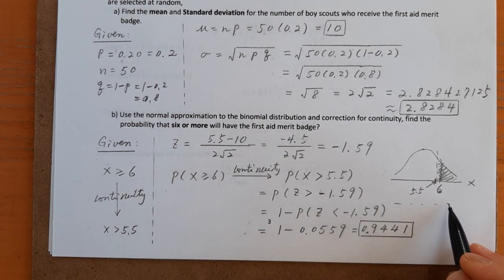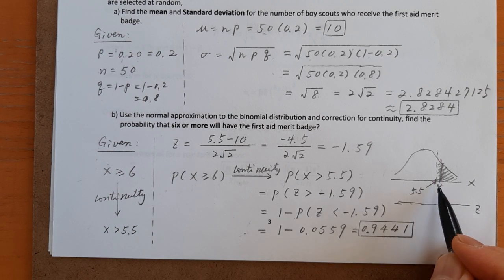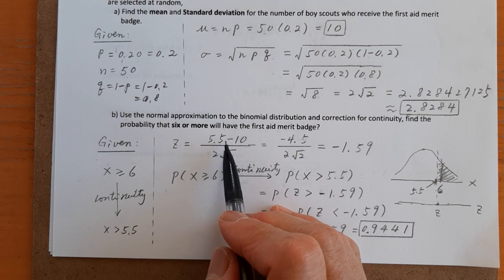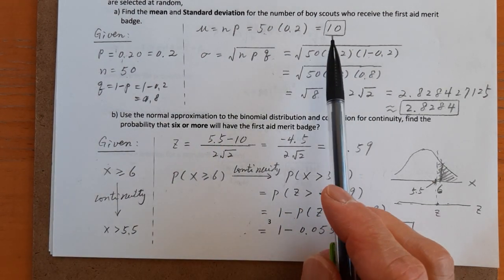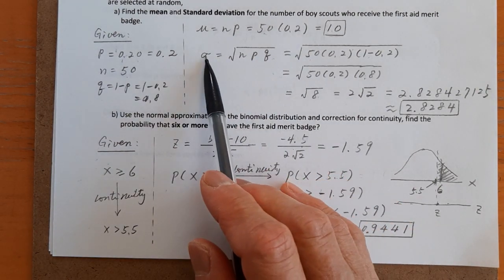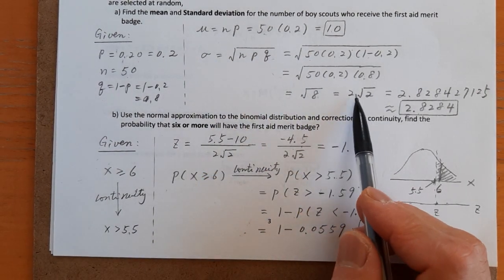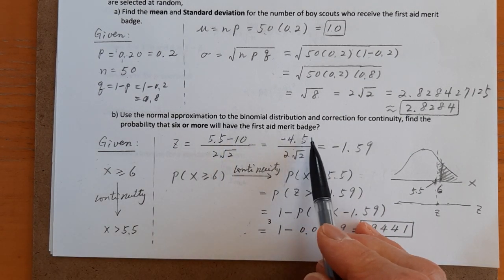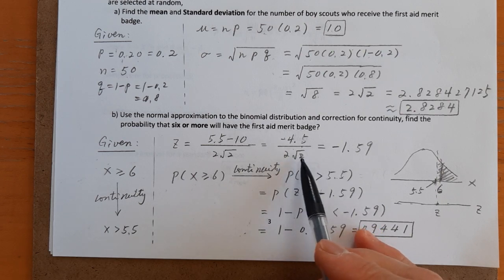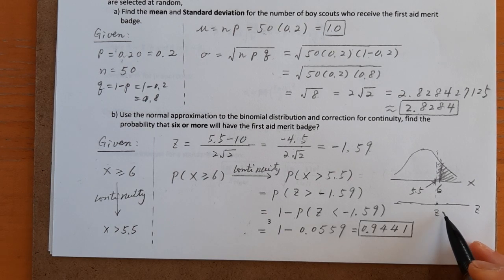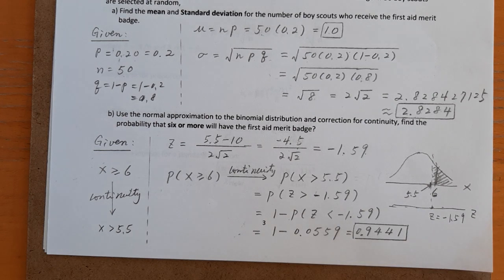Find the z-score corresponding to 5.5. So z is 5.5 minus the mean, which is 10, over the standard deviation, which is 2 square root of 2. The 5.5 minus 10 is negative 4.5, over 2 square root of 2. Using a calculator, you can figure out it is negative 1.59. So this z-score is negative 1.59.